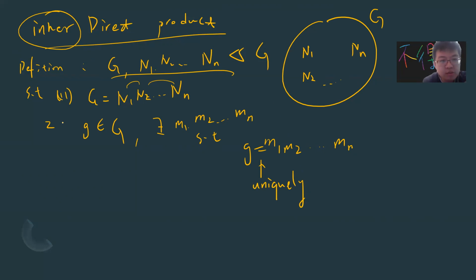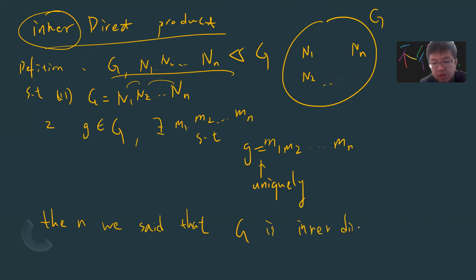Then we say that G is an inner direct product of N1, N2 up to Nn. Definition.